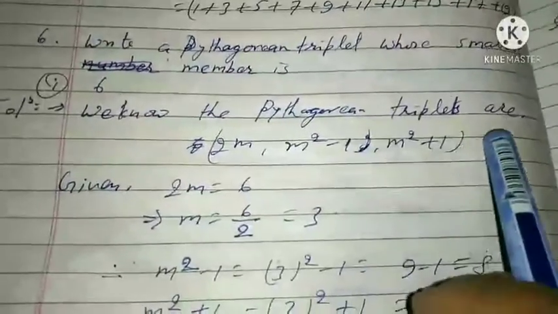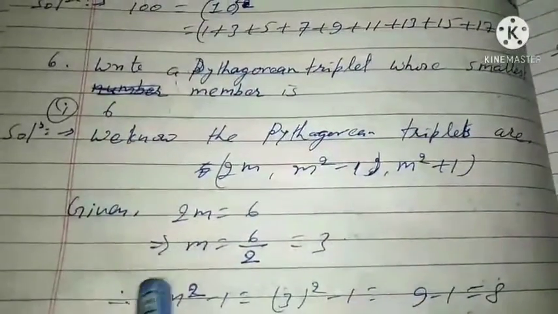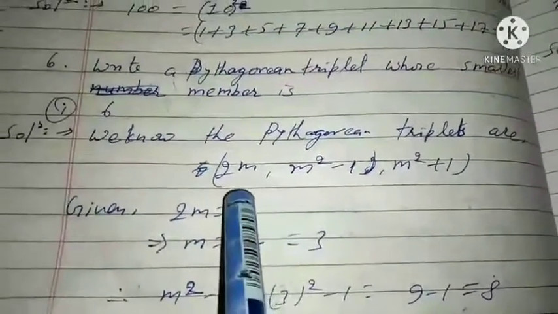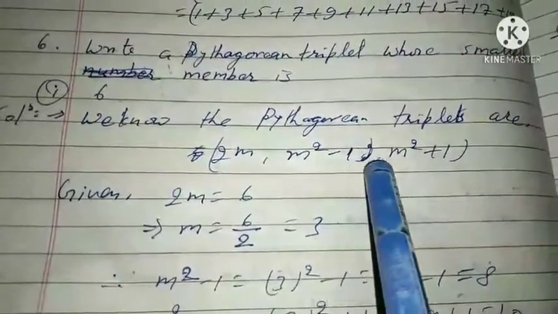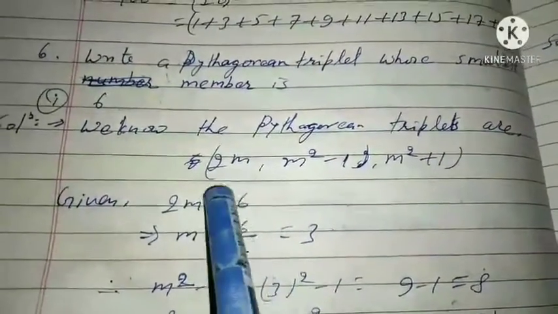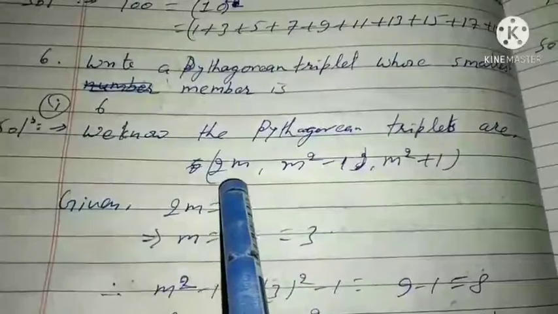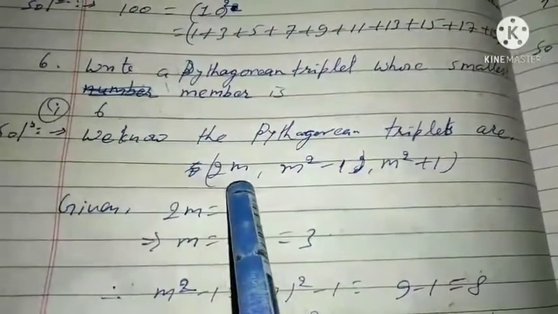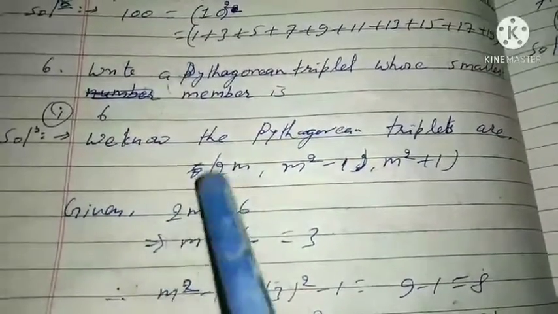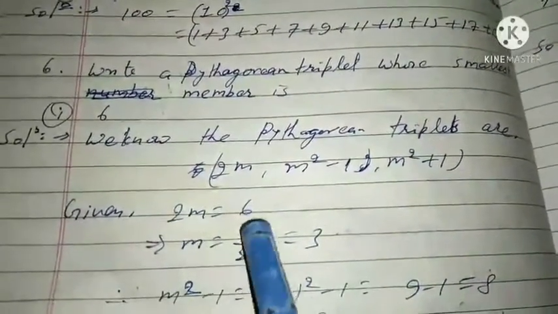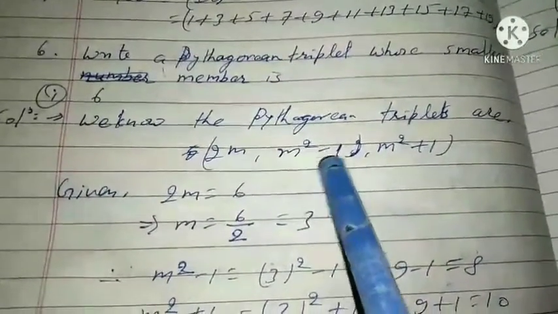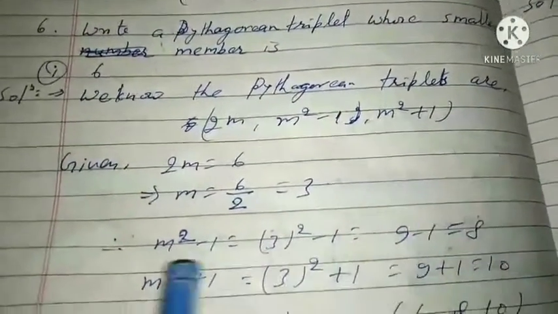Write the Pythagorean triplets whose smaller number is 6. As we have already discussed, the condition for Pythagorean triplets is 2m, m square minus 1, m square plus 1. Out of these three numbers, the smallest number is 2m. So we have been given the smallest member of this Pythagorean triplet, meaning the value of 2m is given. From this value, we find out the value of m, and then we find out the values of m square minus 1 and m square plus 1.